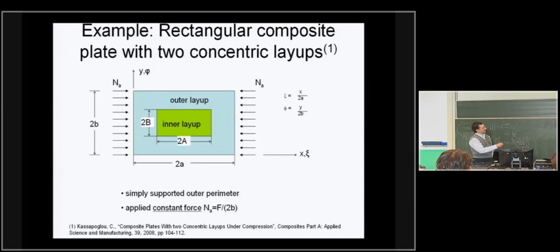It's simply supported all around here at the edges, outer edges, and we apply a constant force on one end, NA, which is the force divided by 2b. Remember, N is force per unit width. So I apply a constant force F, which divided by my 2b width gives me the applied NA. And we want to calculate the stresses everywhere in this plate. Now, why we want to do that, we'll see in 15 minutes.